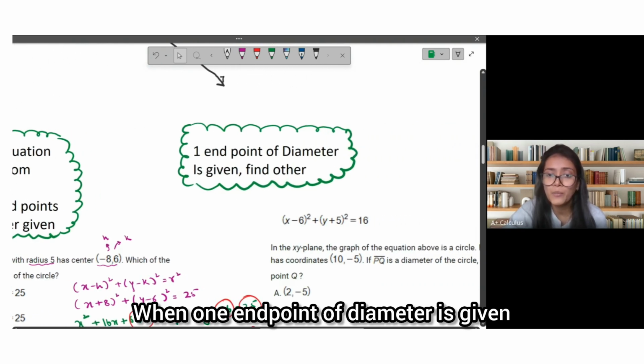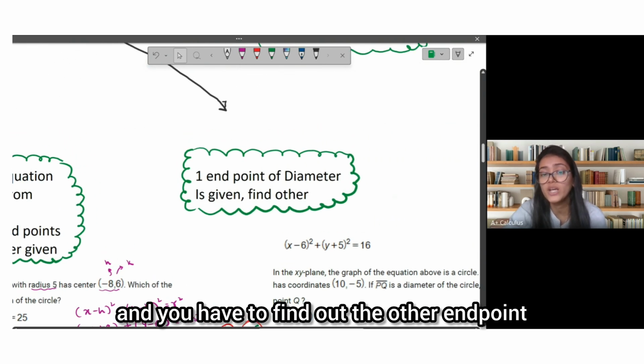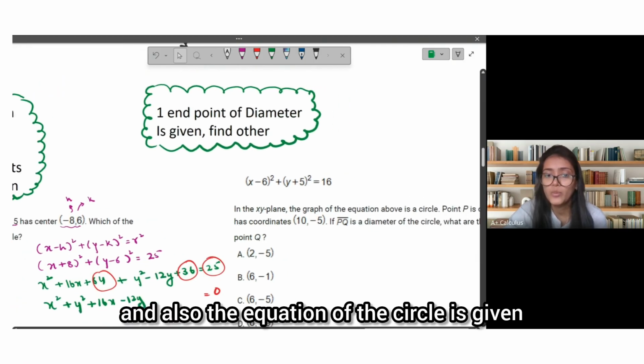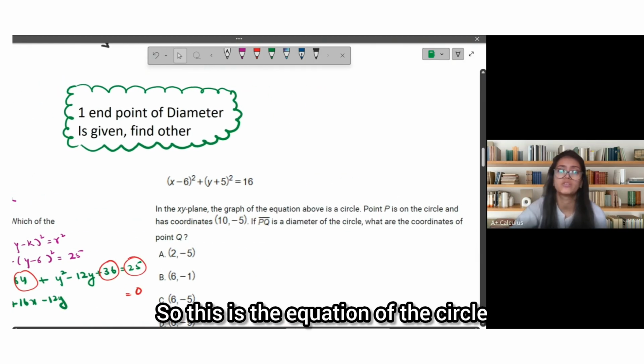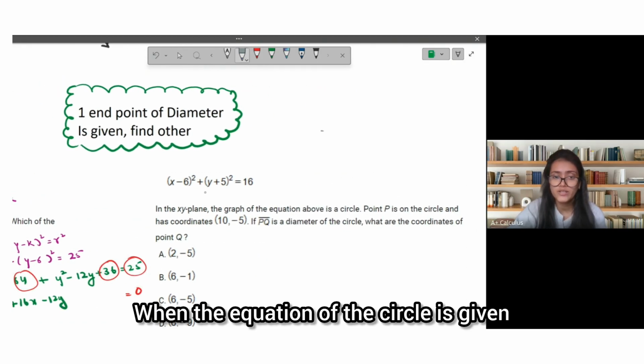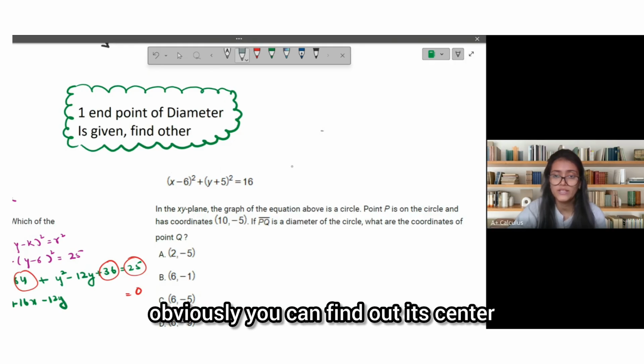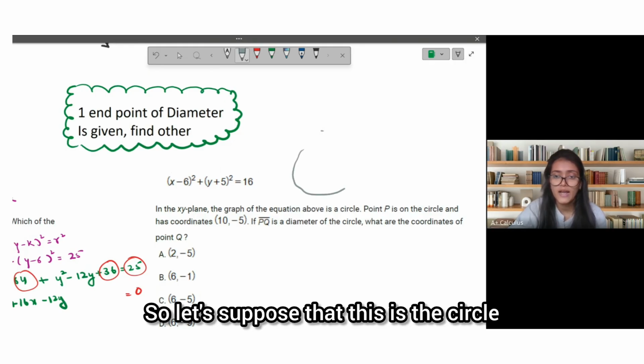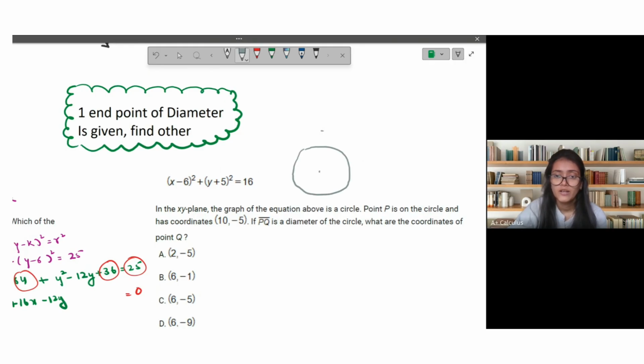Okay, the next question type is when one endpoint of a diameter is given and you have to find out the other endpoint. And also the equation of the circle is given. So this is the equation of the circle. When the equation of the circle is given, obviously you can find out its center. So let's suppose that this is the circle. You know that its center is 6, -5. So this point is 6, -5.